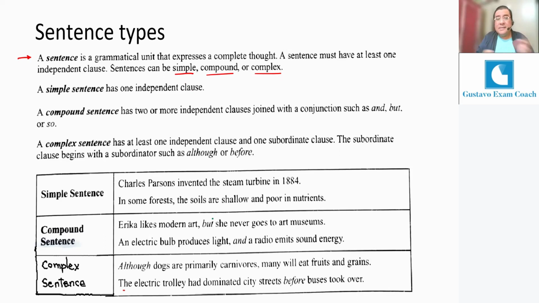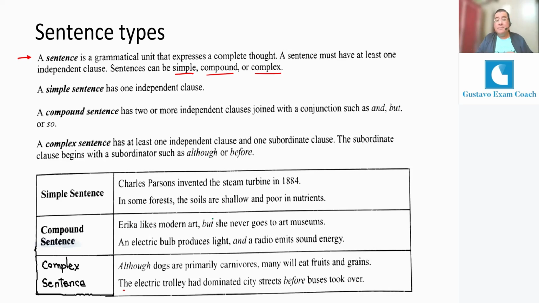A simple sentence is a sentence that has just one independent clause. A compound sentence has two or more independent clauses joined with a conjunction such as and, but, or so. And a complex sentence has at least one independent clause and one subordinate clause. The subordinate clause begins with a subordinator such as although or before. All right, so now we are seeing the whole picture. There are three types of sentences, and this depends on the kind of clauses that we find in these sentences.